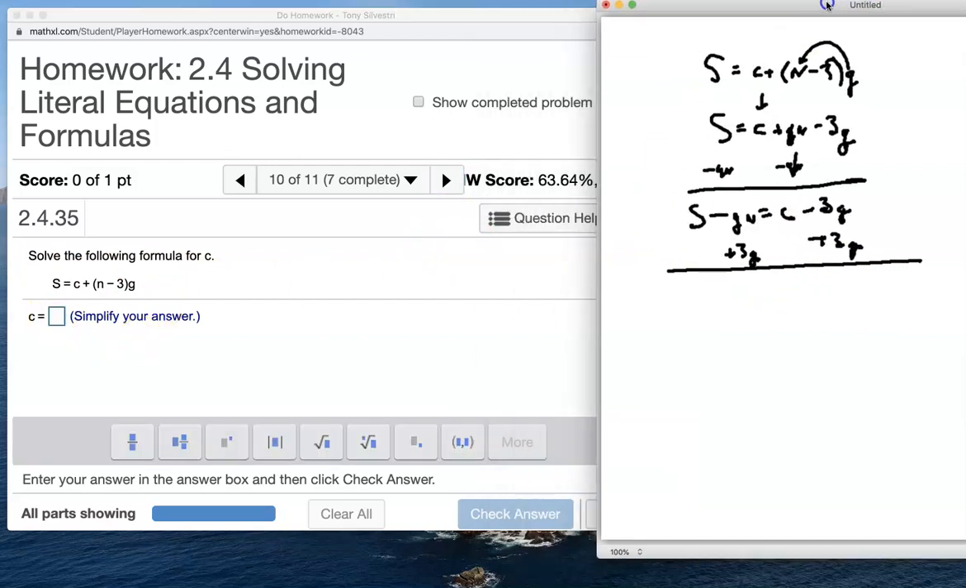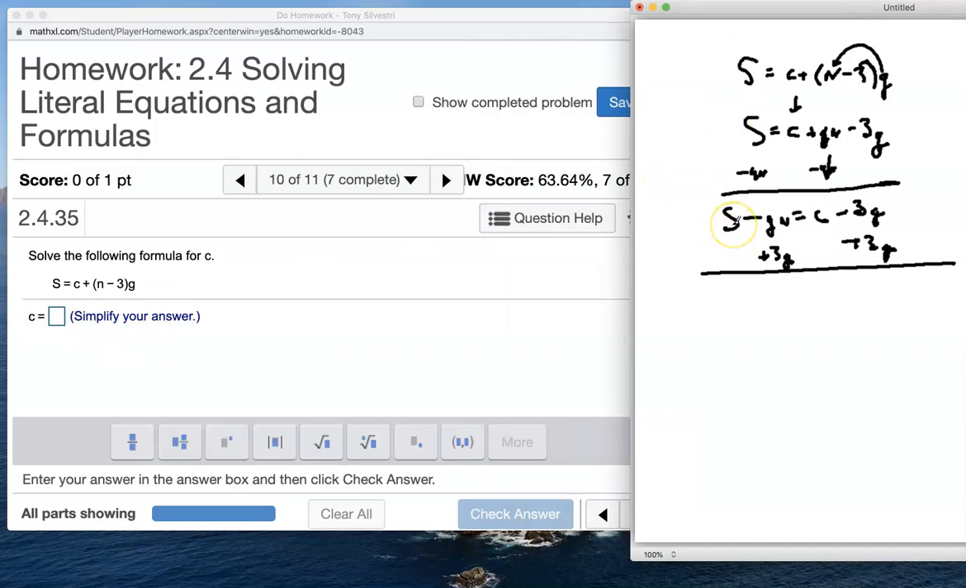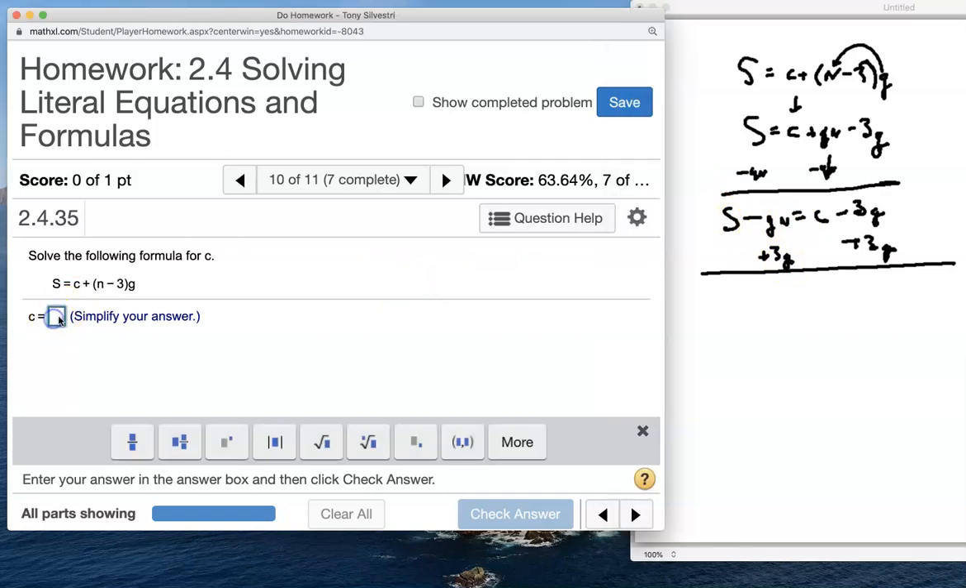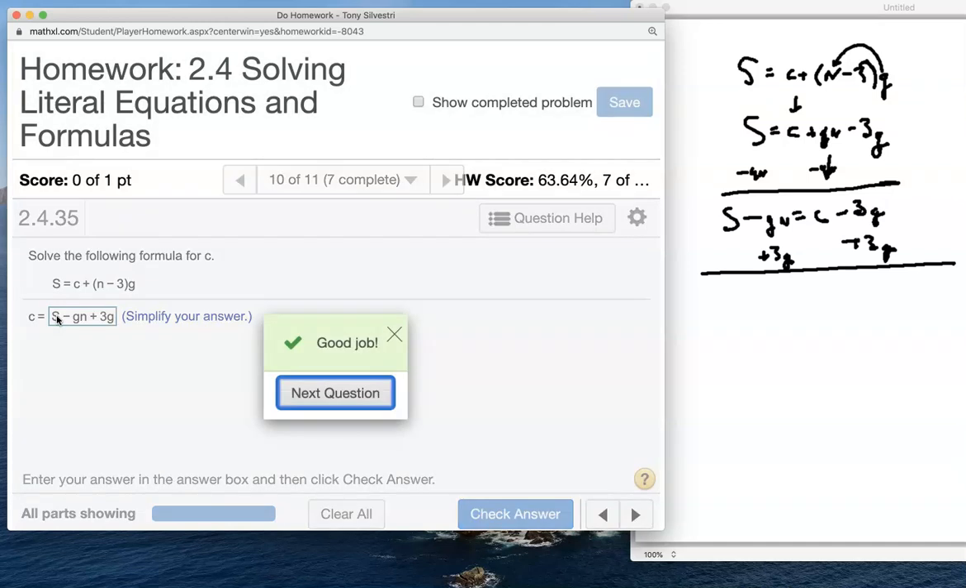Okay, see if you can see this. It's going to be big S minus Gn plus 3g. Big S minus Gn plus 3g. Hit enter. Yes.